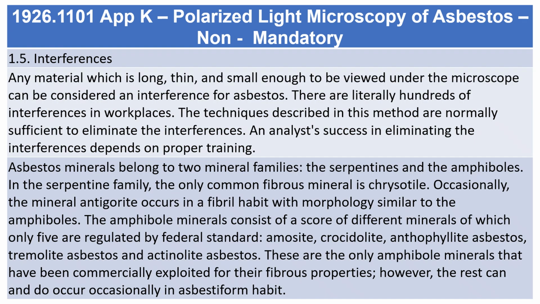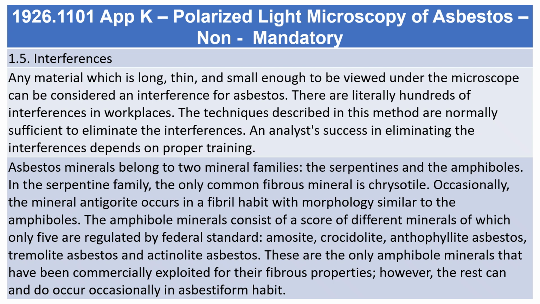1.5. Interferences. Any material which is long, thin, and small enough to be viewed under the microscope can be considered an interference for asbestos. There are literally hundreds of interferences in workplaces. The techniques described in this method are normally sufficient to eliminate the interferences. An analyst's success in eliminating the interferences depends on proper training.